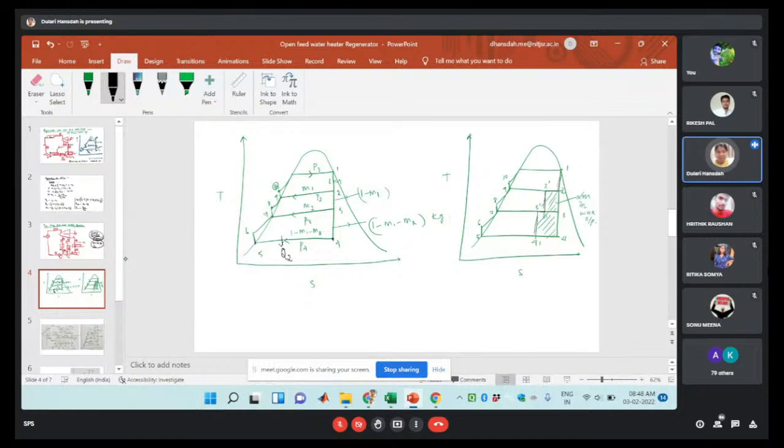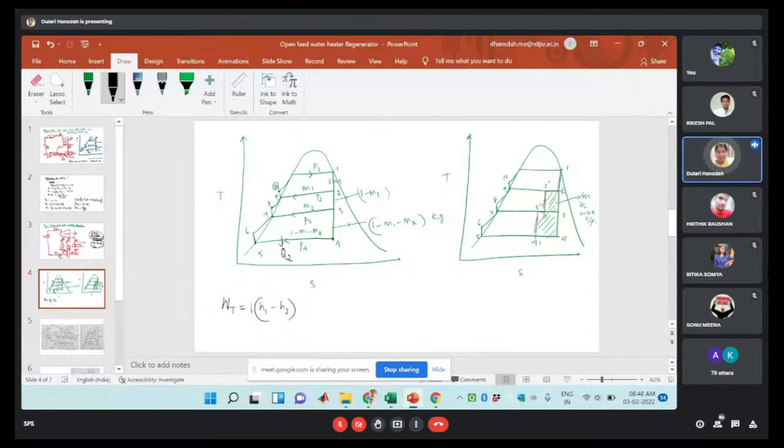So first let me write down what will be the turbine work in this case, then what will be the pump work, and what will be the cycle efficiency. Then we are going to write down what is the steam rate. So first one is your turbine work output. Turbine work output means first here there will be the expansion, here 1 kg of steam is utilized. So 1 to 2, that is H1 minus H2.